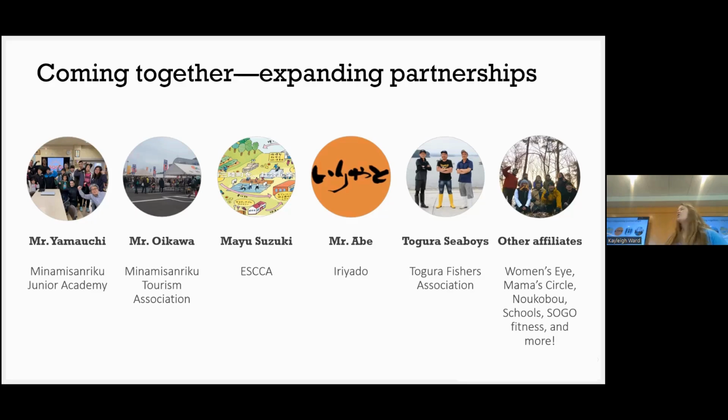Mayu is a good friend of mine. She works with a sustainability organization. And then Mr. Abe works with EDS, which is a training center and inn. So we would get universities coming through there who wanted to do some service learning and things like that. So it's like free labor. However I could get free labor, we were going to do it. In Toguro, we were working with a lot of fishers. So we have the Toguro Fishers Association. And then with the association, we also had the Toguro Sea Boys. They are hilarious. I wish I could show you more pictures of them.